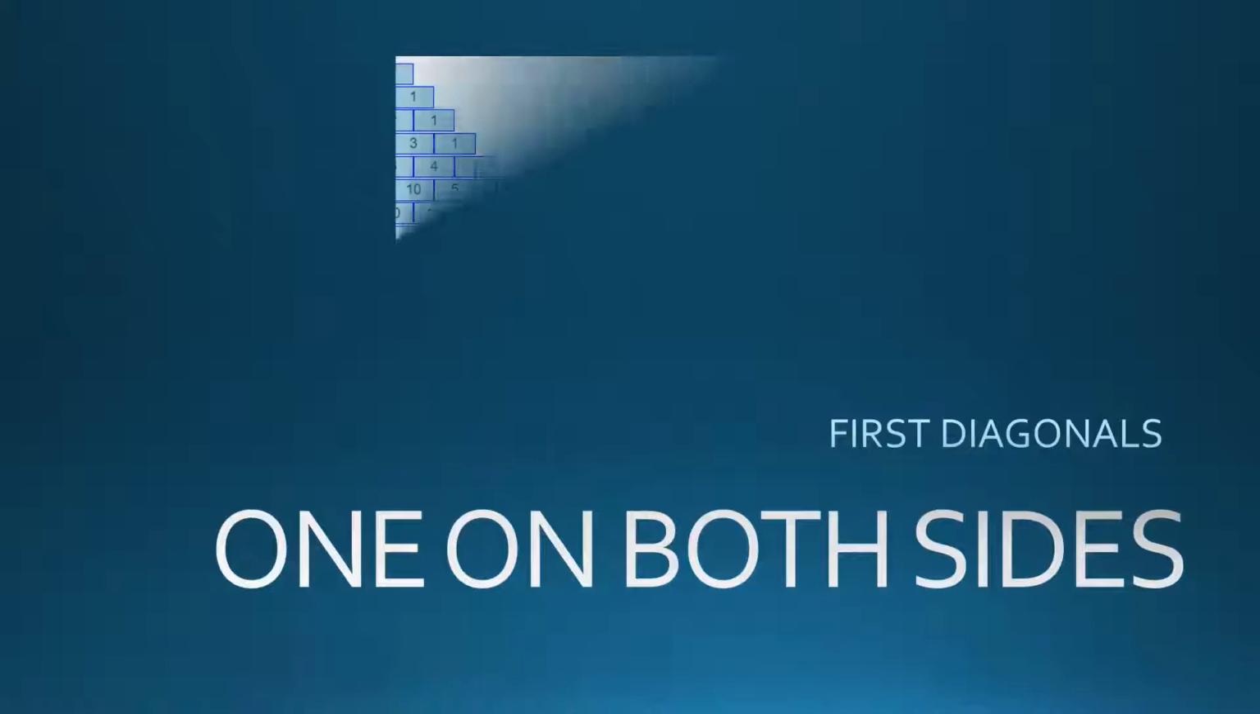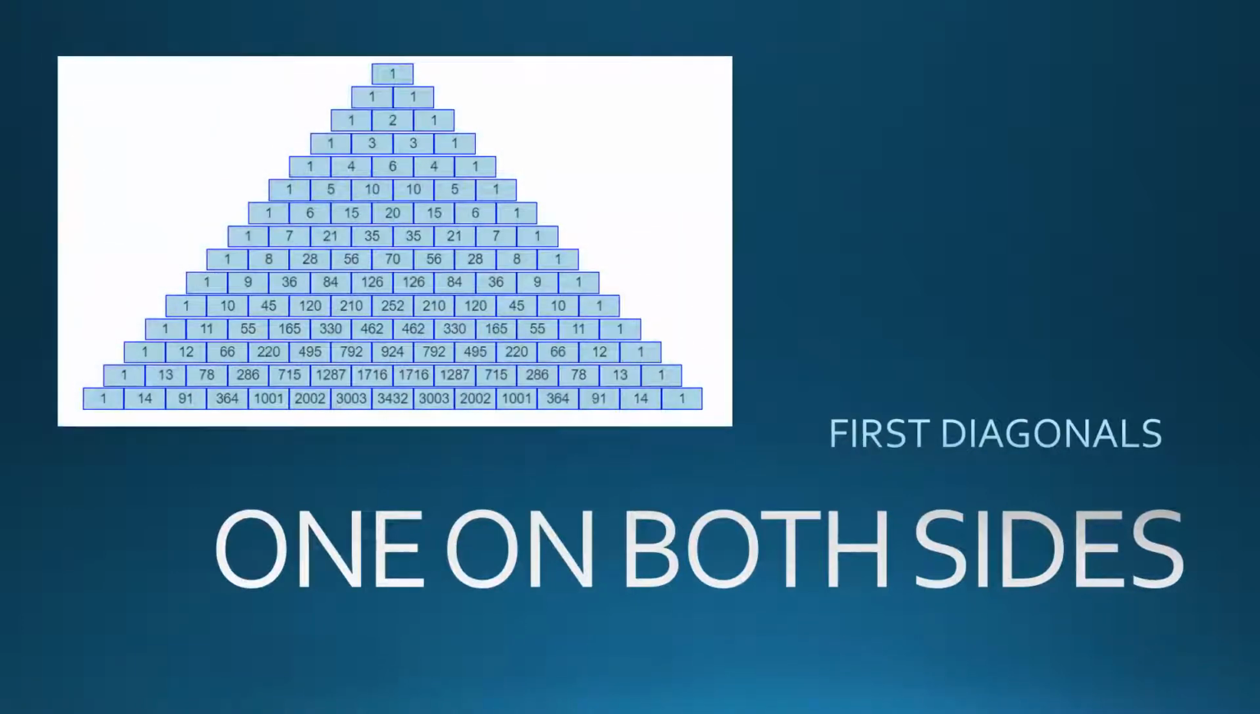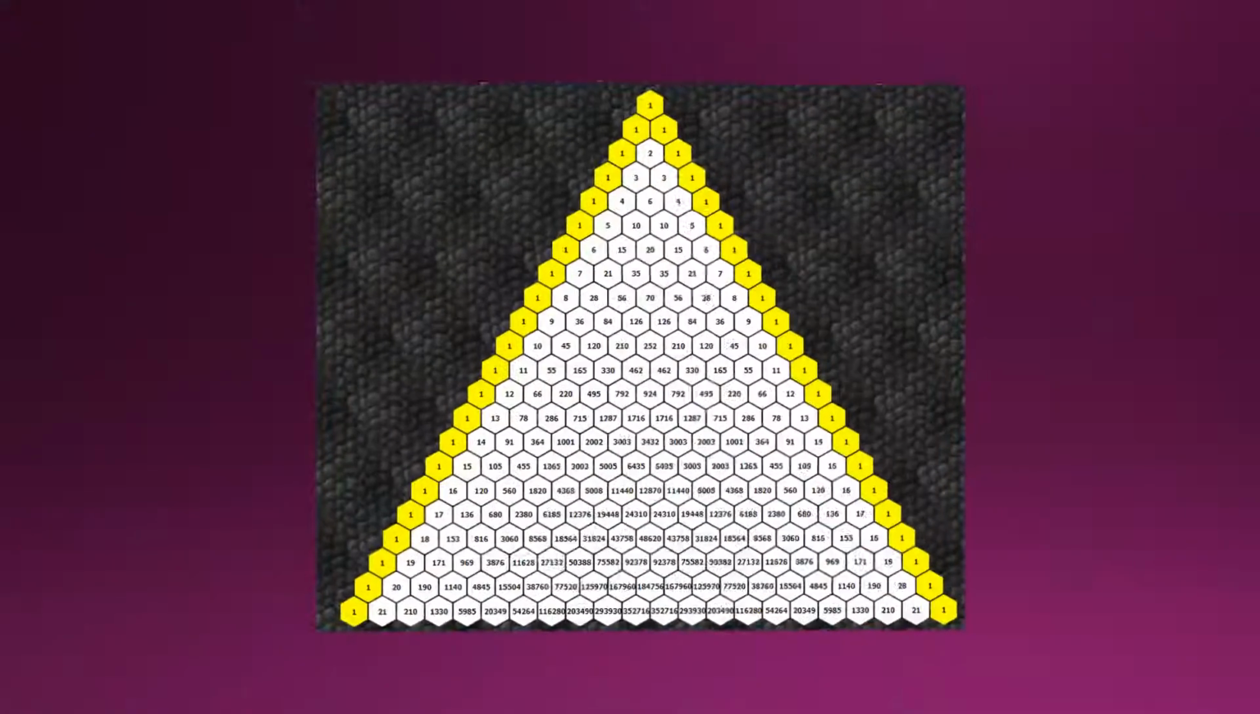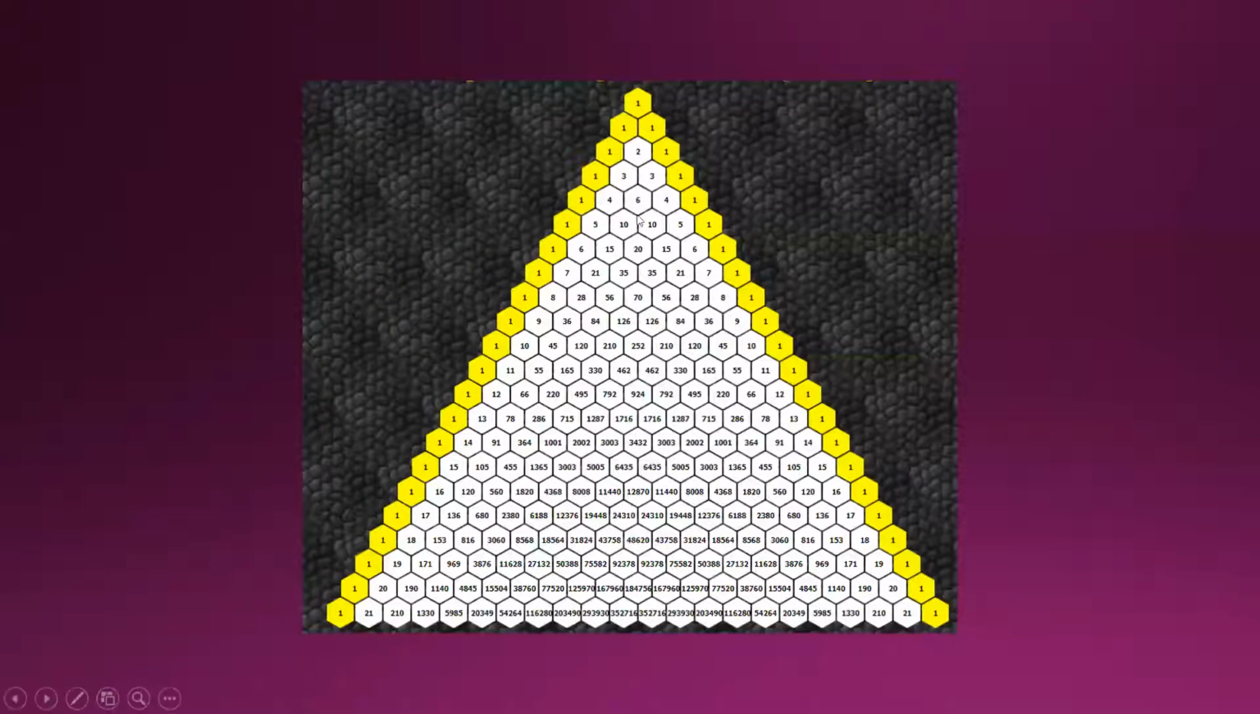First diagonals, 1 on both sides. If we look carefully at Pascal's triangle, we can notice that the first diagonal from both the right side and the left side have 1. No matter how huge the triangle is, 1 will always be on both ends.